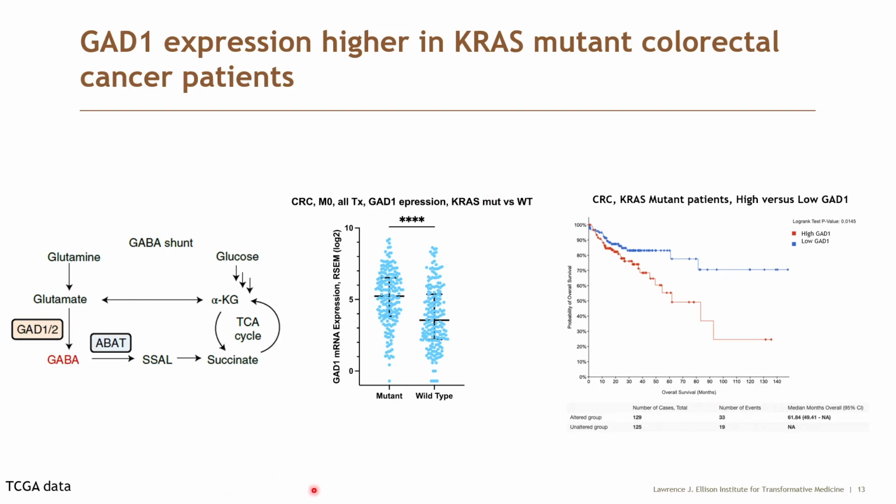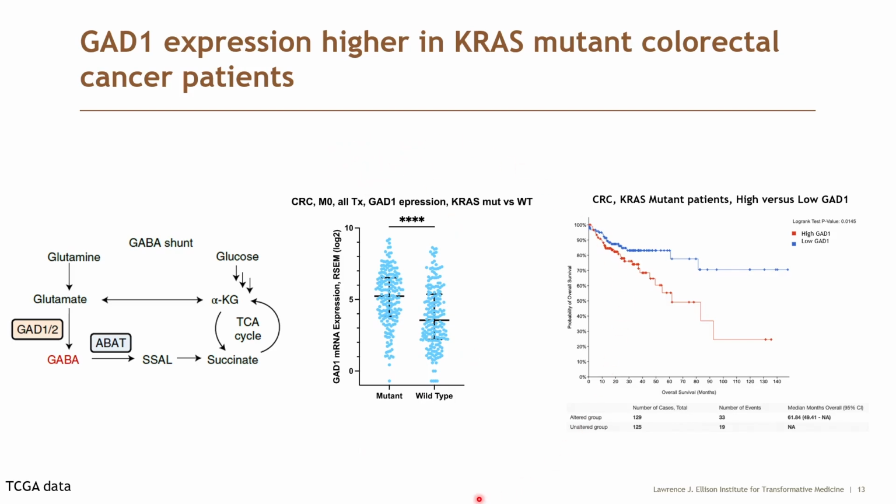And so what we did is we went to the TCGA and looked at GAD1, which is the enzyme that makes GABA from glutamate, to see what's happening in these colon cancer patients with this GAD1 expression. Here I'm showing colon cancer patients, primary tumor, so no metastatic patients at this moment. And we're looking at GAD1 expression.